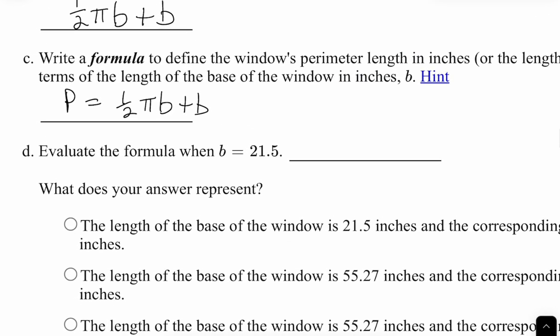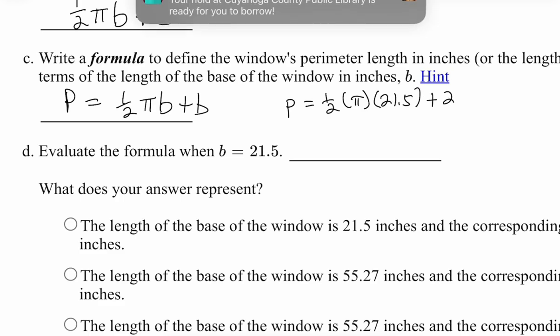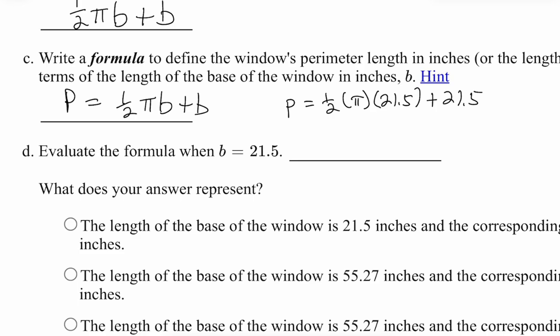It says evaluate the formula when B is 21.5. Hey, great. We now have some numbers to plug in. So P would equal 1/2 times pi times 21.5 plus 21.5. Now, we're going to have to play with what they want us to enter. Pi is that irrational number, so I'm just going to leave the pi there for a minute. 21.5 times 1/2 is 10.75.